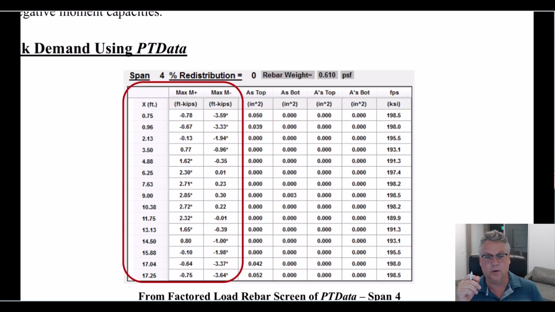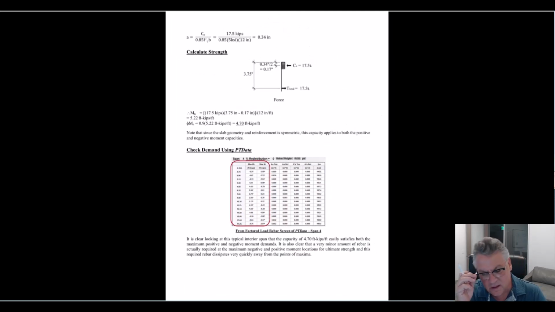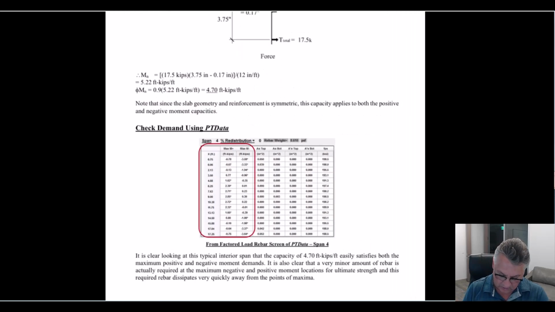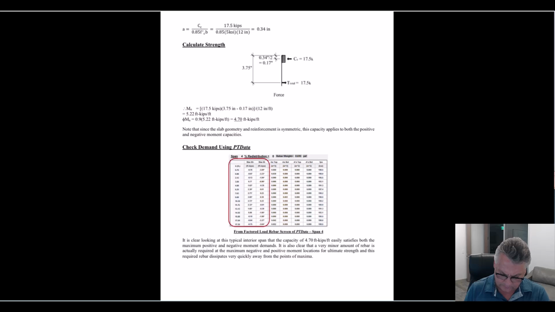This has nothing to do with minimums. This is only for strength. So the numbers here will be compared to the minimums required, and the largest requirement will control. Most of the time, you don't need any, or you need very little for strength bonded rebar. The minimums will control.